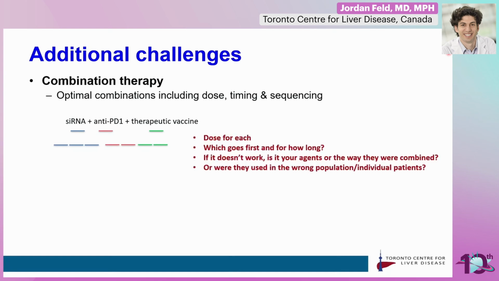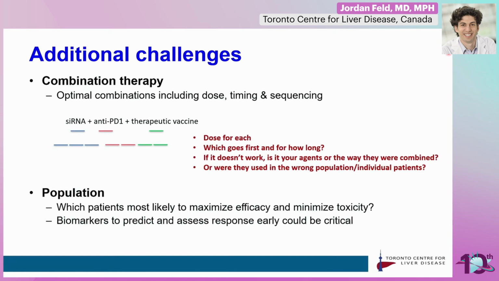But first you've got to figure out the dose, which goes first and for how long. If it doesn't work, is it the agents or the way they were combined, or are they used in the wrong population or the wrong individual? And that's very confusing and makes clinical trial design, especially with small numbers, difficult.